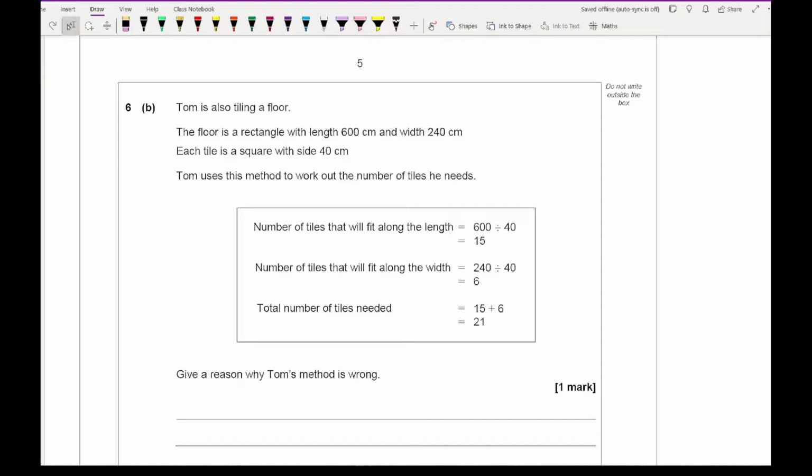Now there are several reasons as to why Tom is wrong in terms of his tiling. The first thing that he's done wrong is that he's added the 2 numbers when really he should have multiplied. If it's a rectangle, you're working on area, which is what you're going to be tiling, so you need to multiply, not add. So Tom should have multiplied 15 by 6, not added.